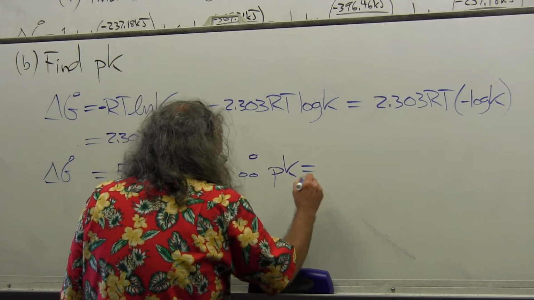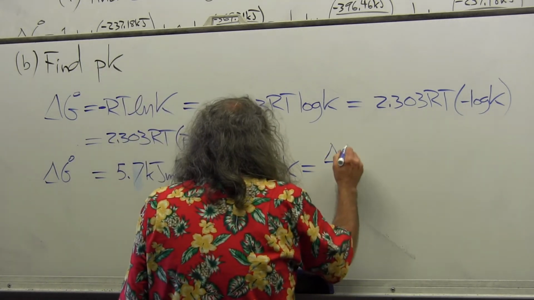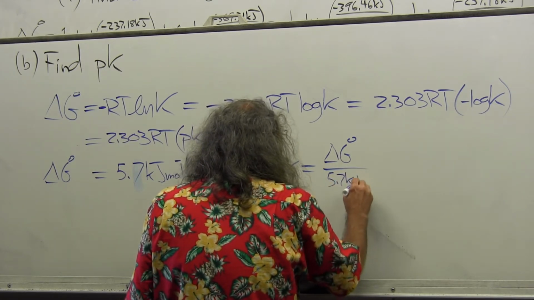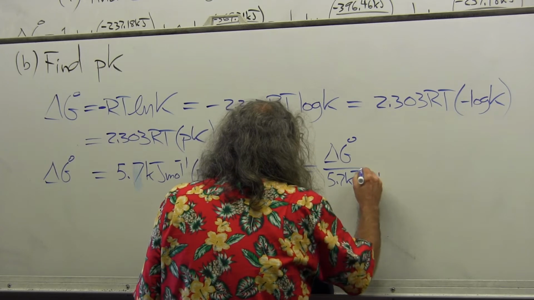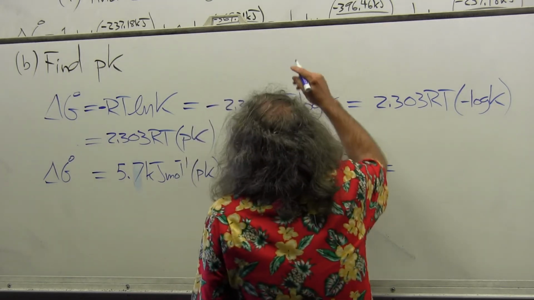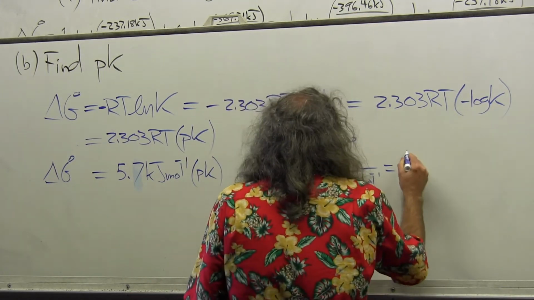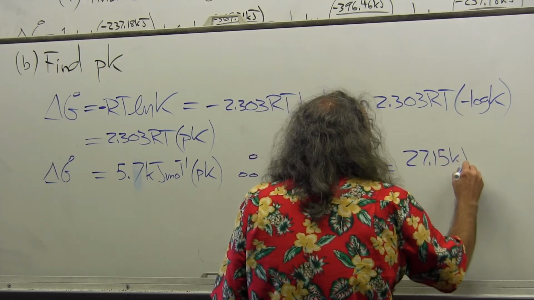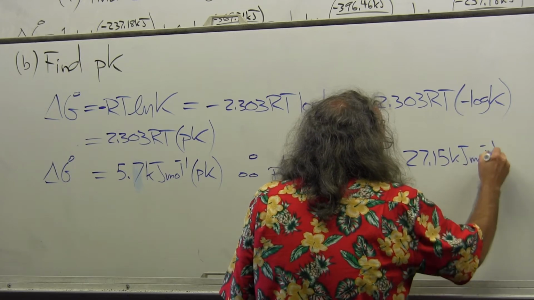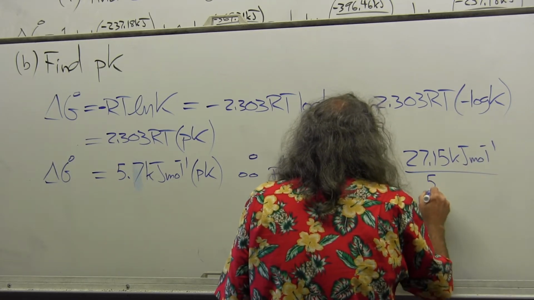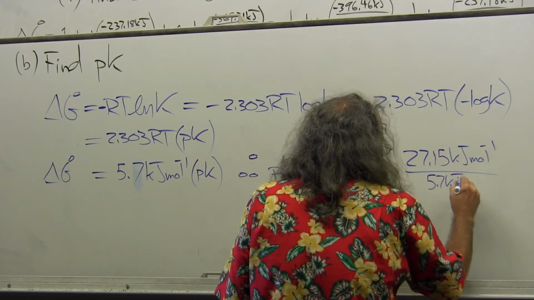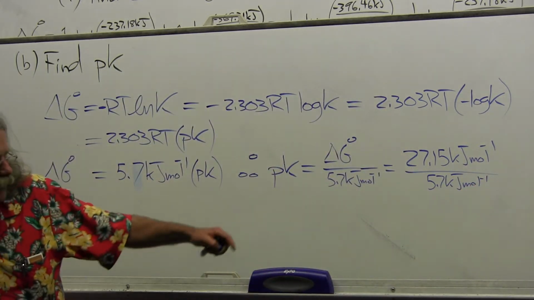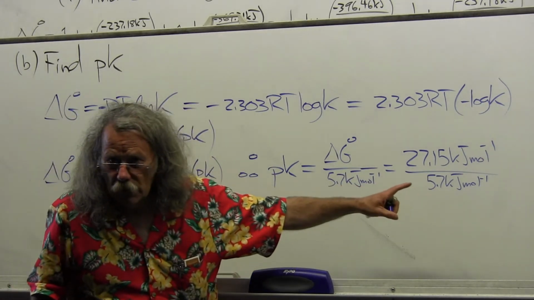Okay, now that means that, therefore, PK is equal to delta G naught divided by 5.7 kilojoules per mole, which equals, what was our delta G we found? 27.15 kilojoules per mole divided by 5.7 kilojoules per mole.